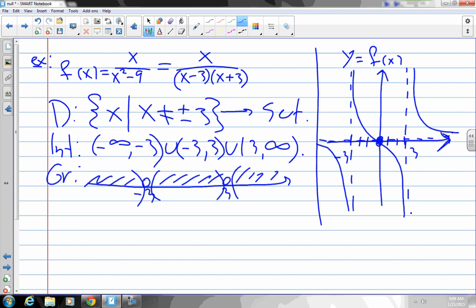Your teacher probably told you pick points on each interval, and you'll get the same thing. But this is quicker. Interpret the multiplicity. Multiplicity is your friend. All right. Here's another example.